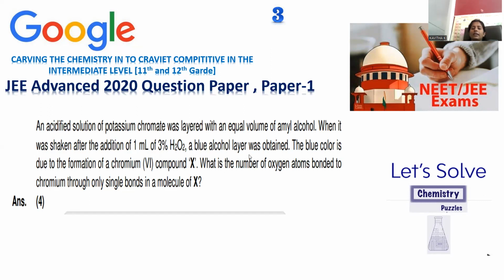A blue color layer is obtained. That blue color is because of what? The potassium chromate turned into another new compound. In that new compound, what will be the geometry, and what will be the location of the oxygens singly bonded with the central metal? The set of single bonded oxygens is required to be predicted.